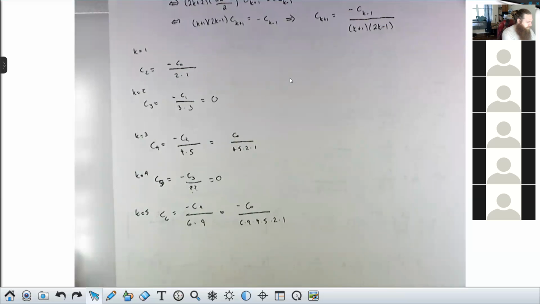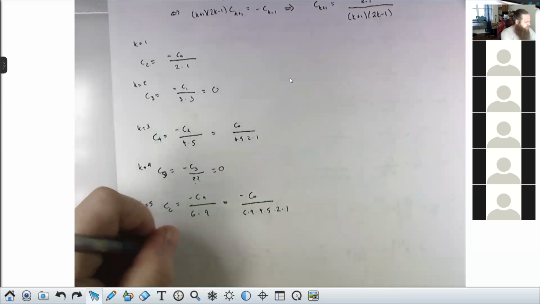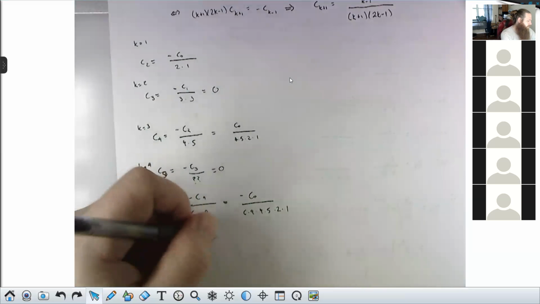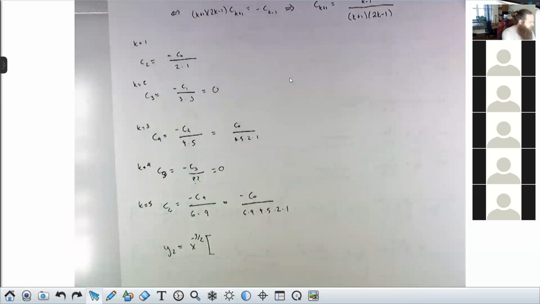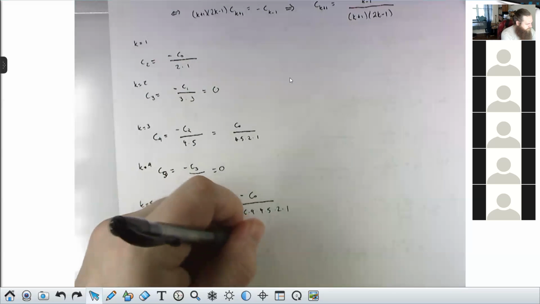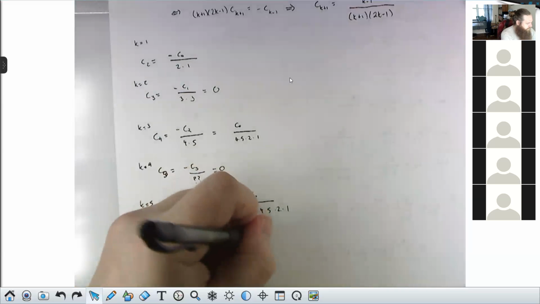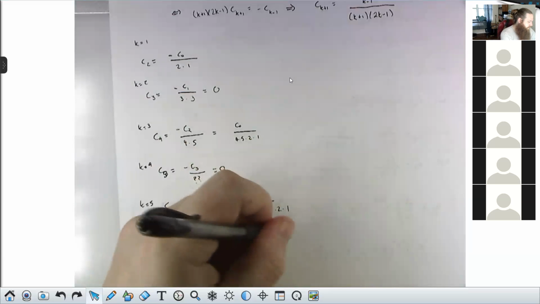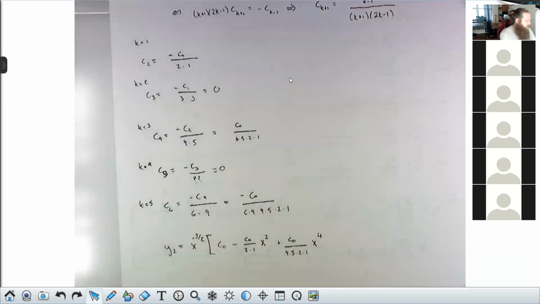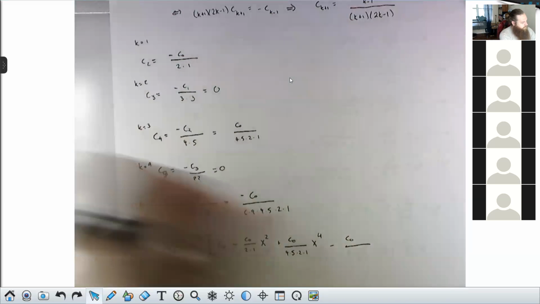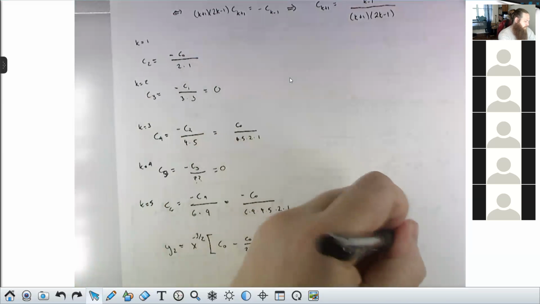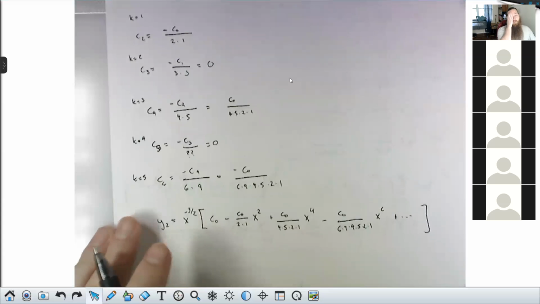It's like this is also an even function, but with different coefficients. So y2 would be x to the negative 3 halves times C0 plus C1 is 0 minus C0 over 2 times 1 x squared plus C0 over 4 times 5 times 2 times 1 x to the 4 minus C0 over 6 times 9 times 4 times 5 times 2 times 1 x to the 6 and so on. So these would be our two solutions.